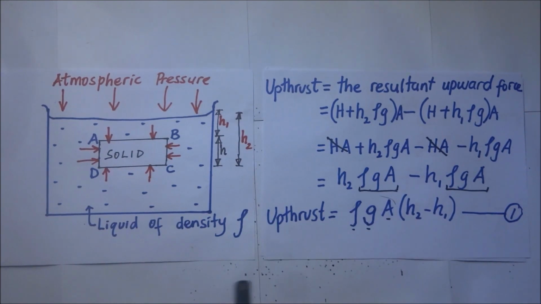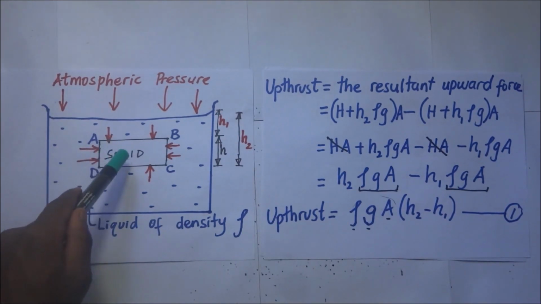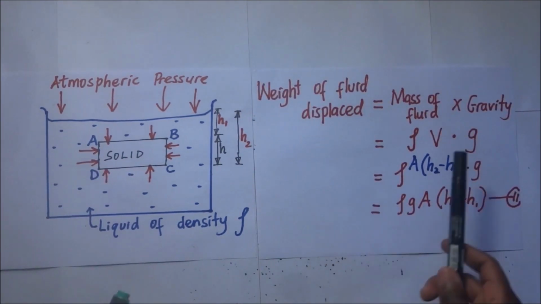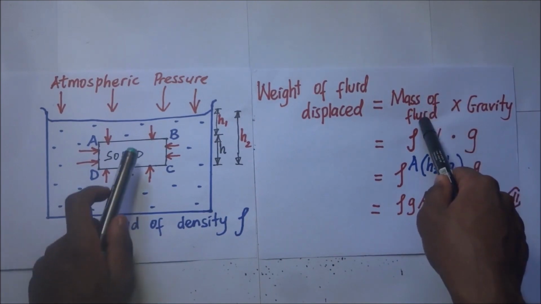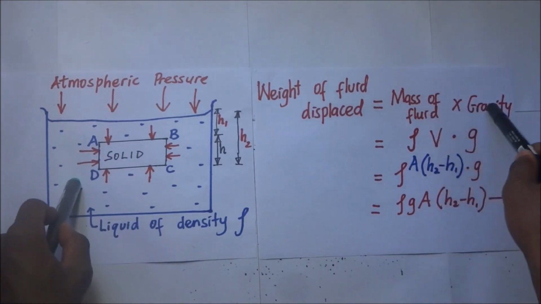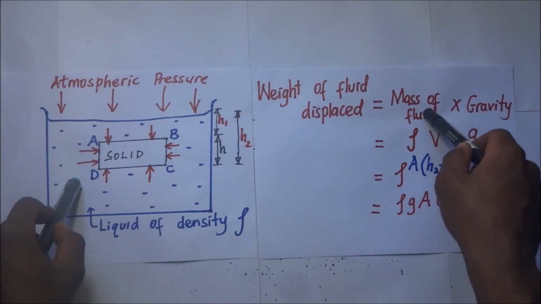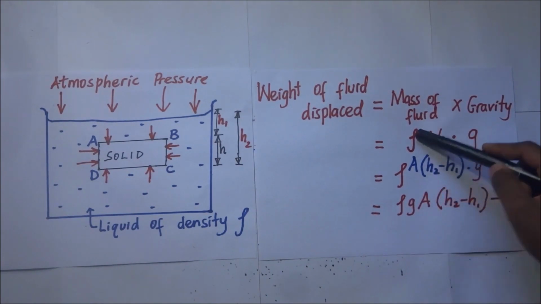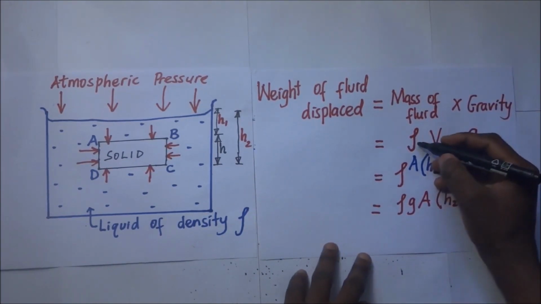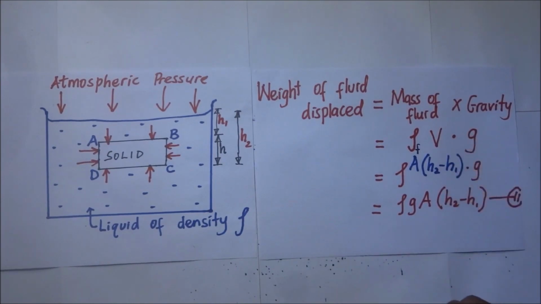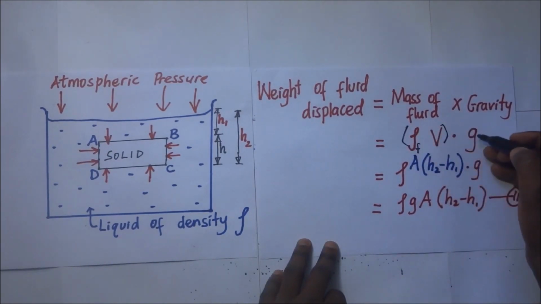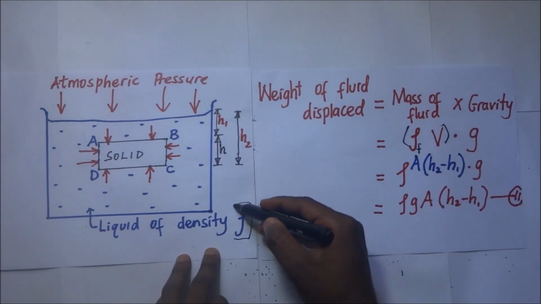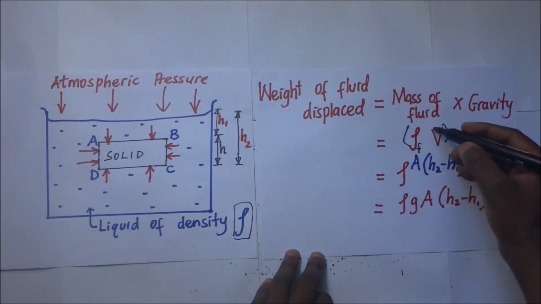So now let's go ahead and find the expression for the weight of the fluid that has been displaced by this solid. The weight of the fluid that has been displaced is given by the mass of this fluid that has been displaced times the gravity. Of course, the mass of the fluid is given by the density of the fluid times the volume of the fluid, times gravity. Now, of course, the density of the fluid is right here. Multiply that by the volume of the fluid.